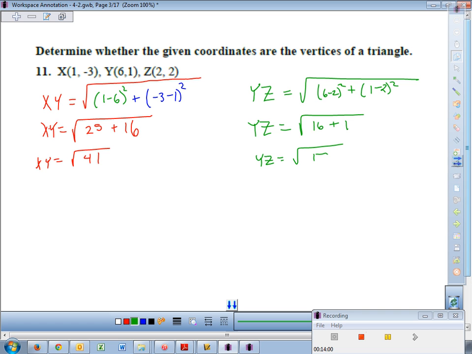Is that all we need to find? So I did the distance from x to y, which is the first two dudes. The distance from y to z is the last two dudes. Which ones do I still need? Which is the first and the last guy. Alright, so distance from x to z. 1 minus 2 squared plus negative 3 minus 2 squared.